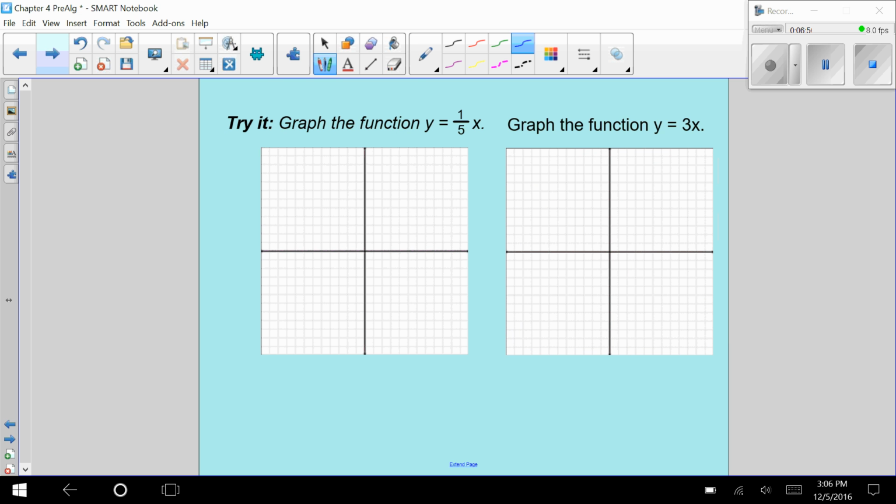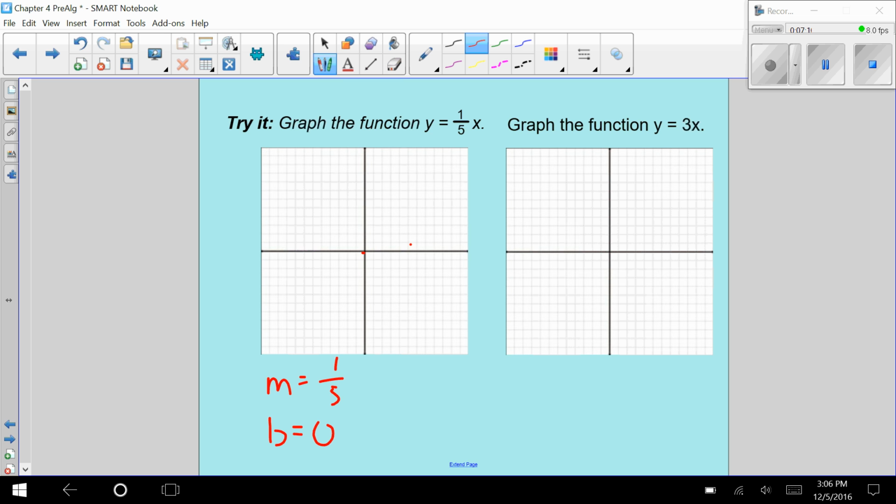All right, last two that you're going to try on your own. Graph the function y equals 1/5 x and graph the function y equals 3x. For 1/5 x, our slope is 1/5. Our y-intercept is 0. So we start at 0, 0. We go up 1, right 5.